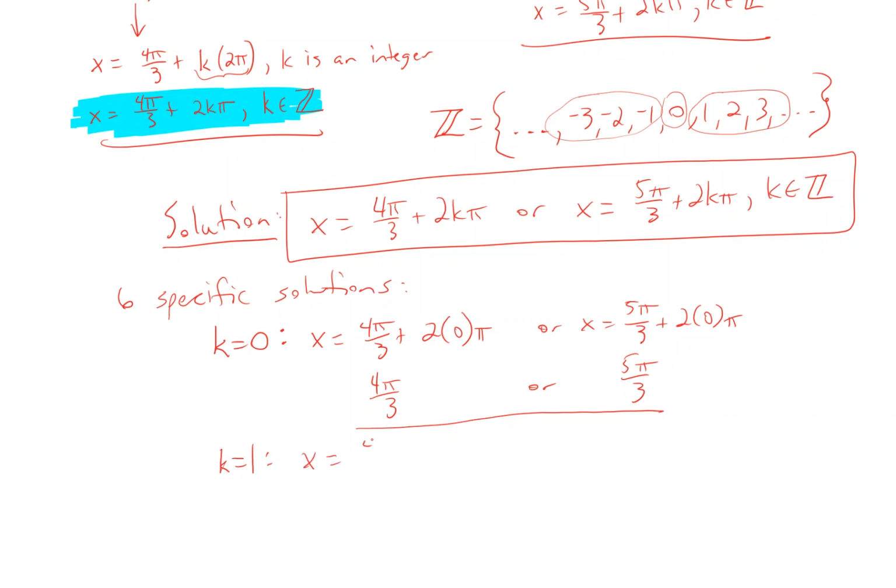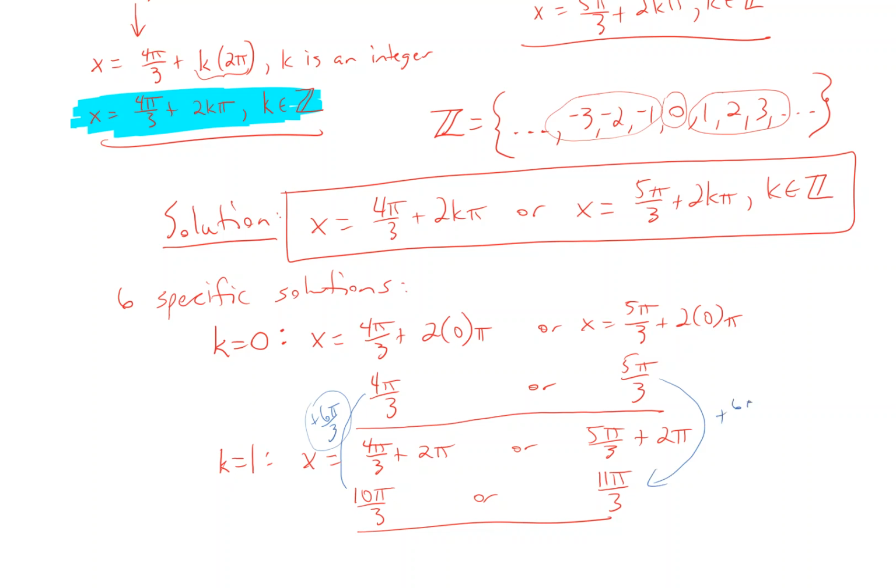If k equals 1, we're going to have 4 pi over 3 plus 2 times 1 times pi, which is 2 pi. Or we're going to have 5 pi over 3 plus 2 times 1 times pi. And so 4 pi over 3 plus 6 pi over 3 is 10 pi over 3. 5 pi over 3 plus 6 pi over 3 is 11 pi over 3. And there are 2 more solutions. And you might start to pick up on the pattern now. Every time you go up, you're going to add 6 pi over 3's. Notice that's incrementing by 2 pi. And this one goes up by 6 pi over 3's.